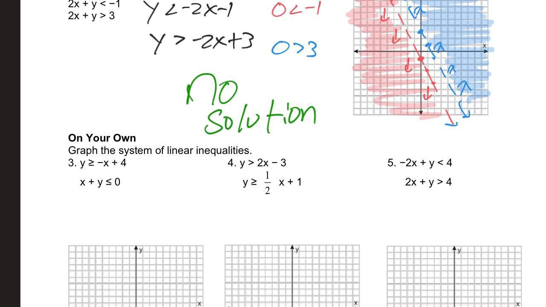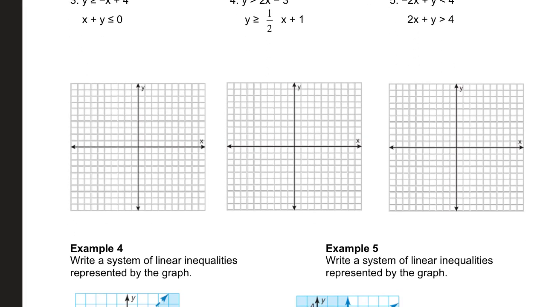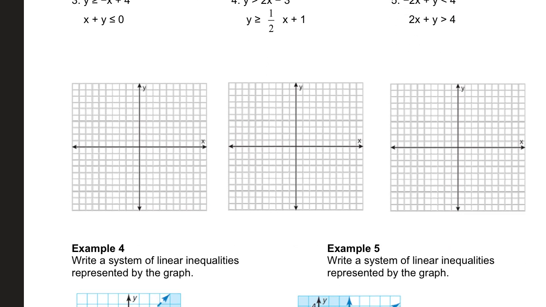All right, go ahead and do the 3 on your own, and then I will quickly go over them with you. All right, let's look at number 3 here. I'm going to have an intercept of 4, 1, 2, 3, 4, and a slope of -1 over 1.